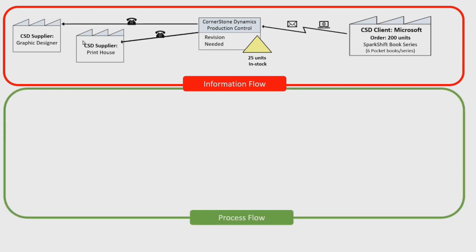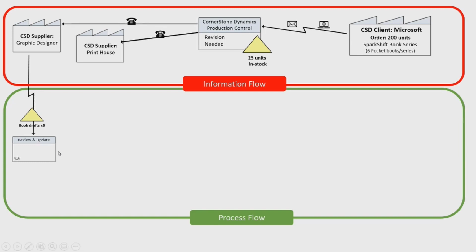Now that we have the information flow, we're going to go into the process flow, because now there's a physicality of actually fulfilling this order. So what happens is the graphic designer sends us the book drafts, which are in a Word document, and it is sent to our first process steps: review and update.